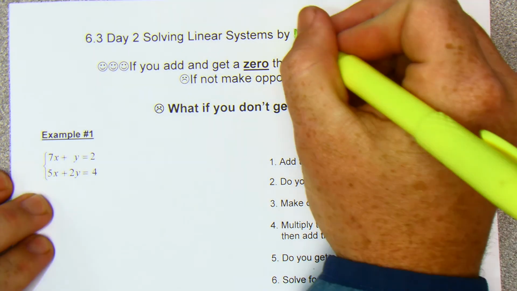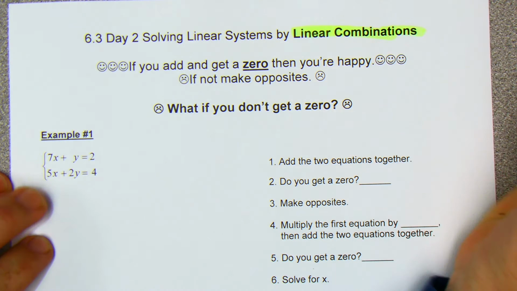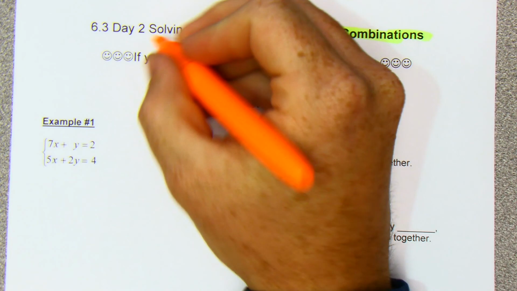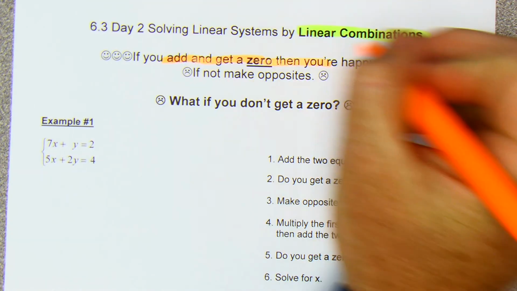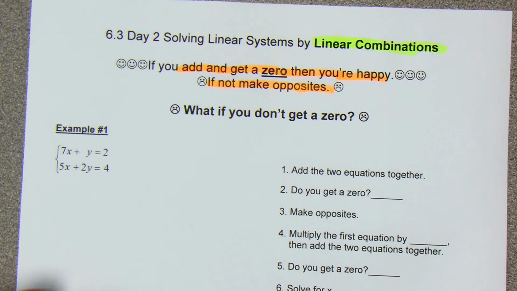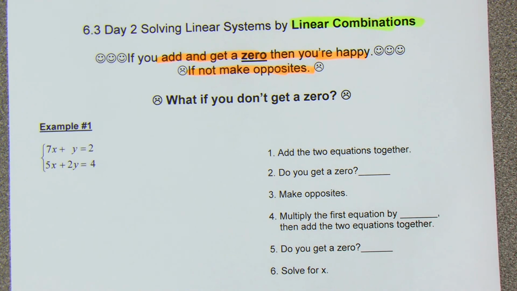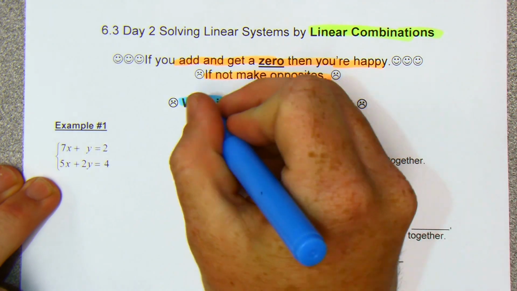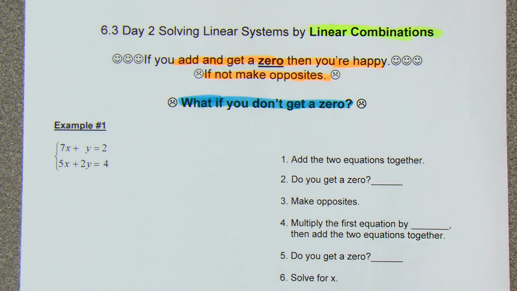So again, we are doing linear combinations, just like Friday, and our rules are just like before. If we add and get a 0, we are happy. If not, we make opposites. We're still happy because we're doing math, and it's hard to be not happy when you're doing math. But we do have to do an extra step, which is to make opposites. So what if you don't get a 0? Then we have to multiply by something else, and I will show you exactly what we need to do when we don't get a 0, okay?